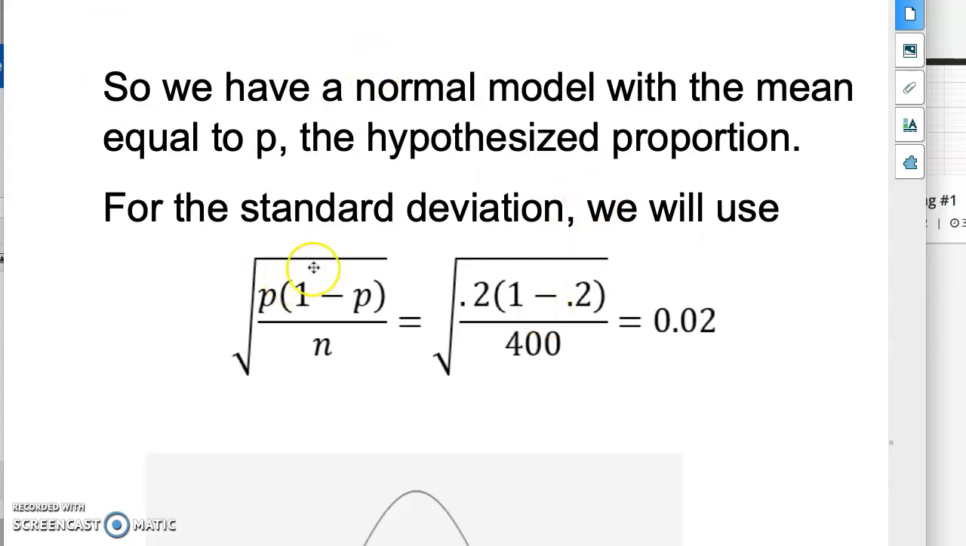All right, so using our normal model, we have this formula for the standard deviation. And in this case, we're going to use the 0.2 that we know. So we're going to put 0.2 times (1 minus 0.2) over 400, square root, which is 0.02. So this is the standard deviation.